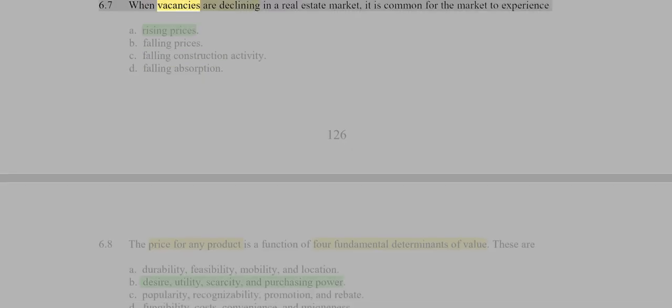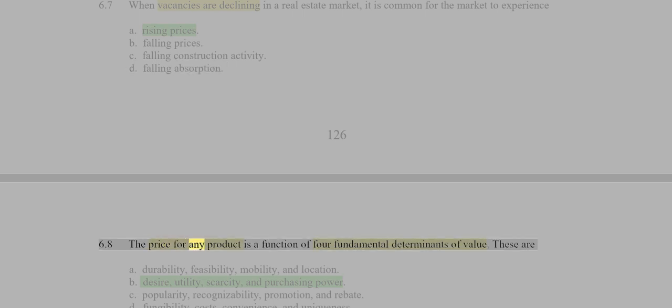6.7. When vacancies are declining in a real estate market, it is common for the market to experience A. rising prices. B. Falling prices. C. Falling construction activity. D. Falling absorption.